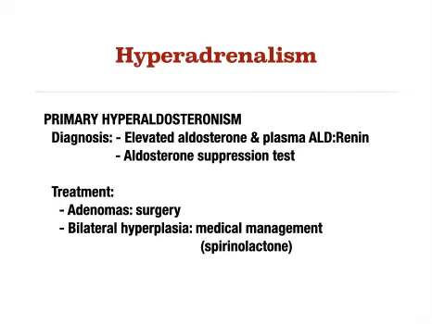So for the therapy, well, it depends on the cause. For adenomas, it's amenable to surgical excision. In contrast, surgical intervention is not very beneficial in those with bilateral hyperplasia or those with a familial cause of primary hyperaldosteronism. So for bilateral hyperplasia, we can do medical management by giving spironolactone.